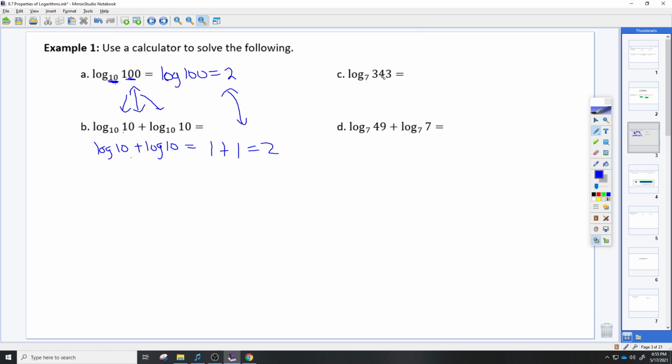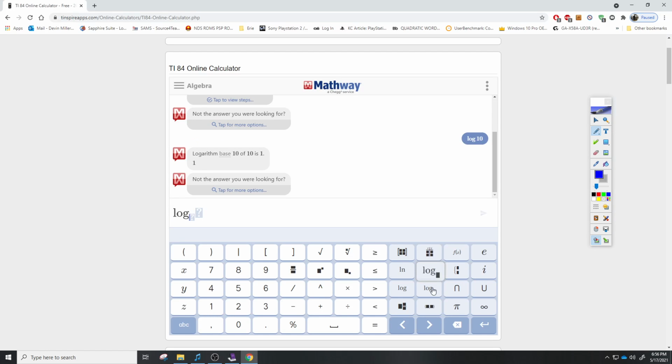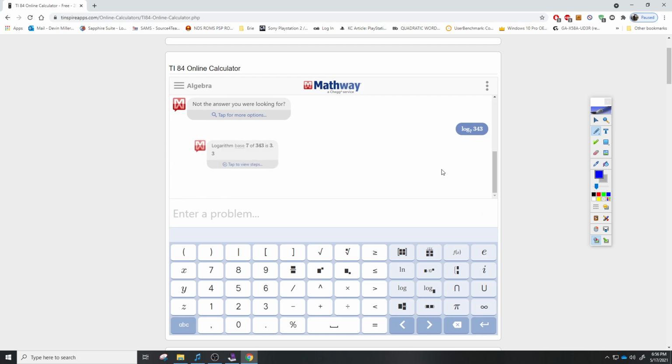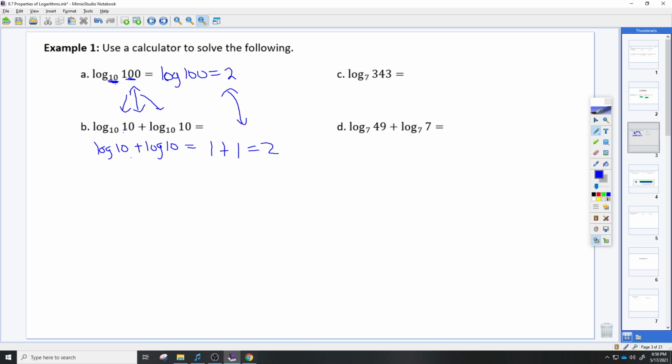I'm going to do log base 7 of 343. Now I actually have to put the base there because it's not 10 anymore. So I'm going to do log with the base 7, 343. It says log base 7 of 343 is 3. All right, the answer is 3.